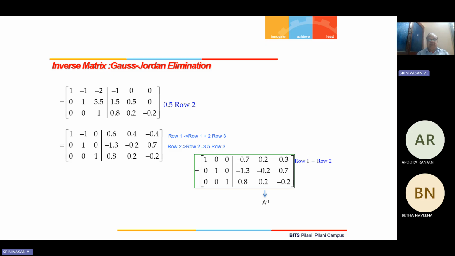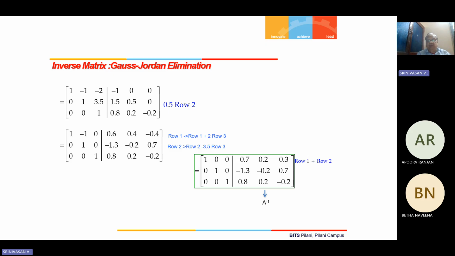Now you just see that only one more change you have to do. Next, you have to do one more operation. That is, this is to be made 0, isn't it? Now you don't need to go to R3. R3 is already fixed. R2 is also now fixed. So you go to R1 and R2.